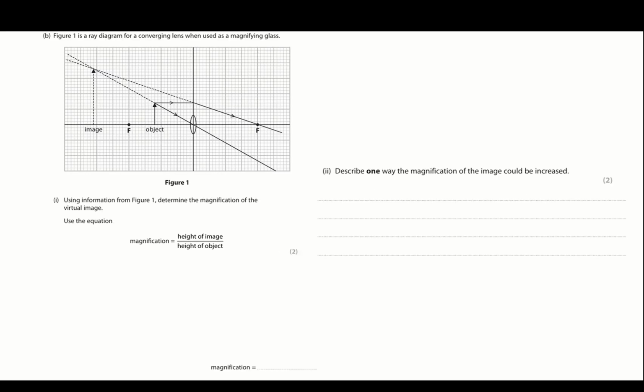Next one, use the equation to determine the magnification of the virtual image. And it tells us magnification is height of the image divided by height of the object. So we're just going to have to find the image, which is this part, and measuring it. Then we're going to have to find the object. We can see this is unitless, so we can just count squares. So 18 for the image, this part, divided by 7, this part, and that gives us 2.6 for the magnification. And the exam board says plus or minus 0.5.